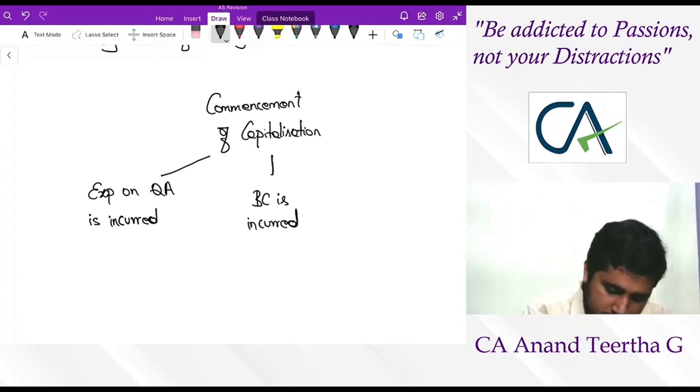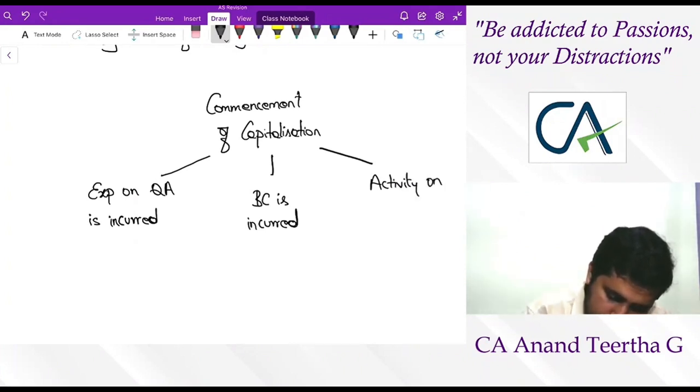The third one, activity on construction of qualifying asset is in progress.